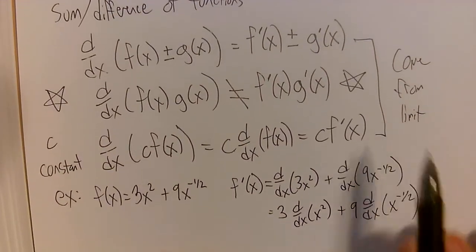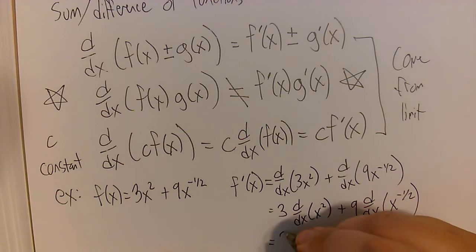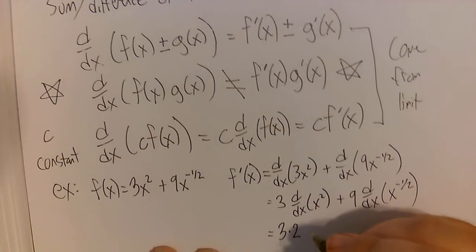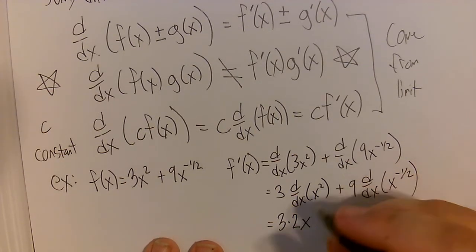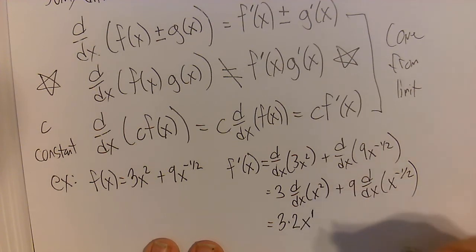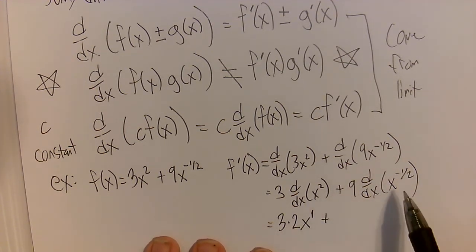So remember, the way that works is we bring our power down to the front and then lower the power by 1. So this will be 3, and then I bring the 2 down, and it'll also be multiplied by this 3. And then I have x, and 1 lower than 2 will be 1. Or I could have just written x. That's fine too.